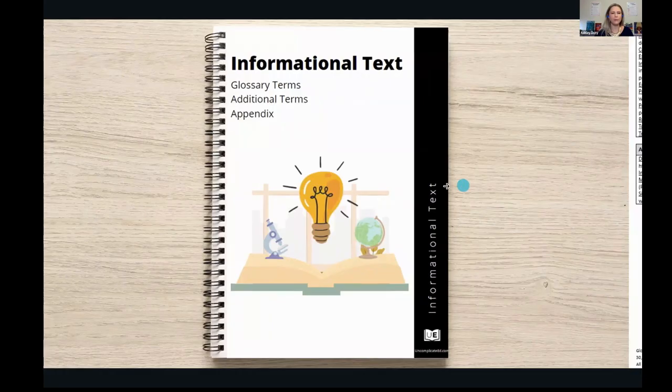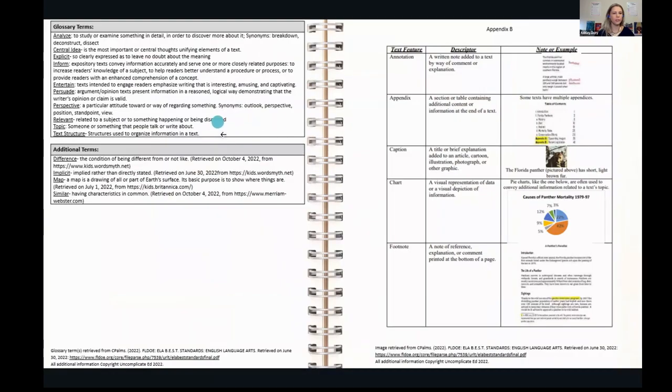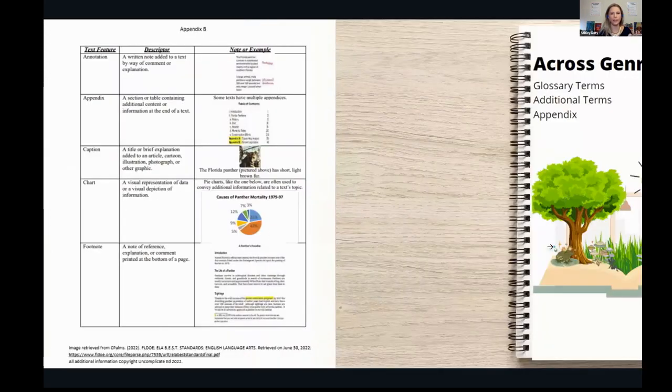Here's the example for informational text. Again, glossary terms on the left, additional terms. But here's an example on the right of one of the tables that was included in the appendix of the B.E.S.T. manual, where it has the elementary text features. So you don't have to go searching for it. It's going to be right there in the same section with all the other informational text. So again, really helpful, trying to uncomplicate it for all of you to keep everything just in one place.